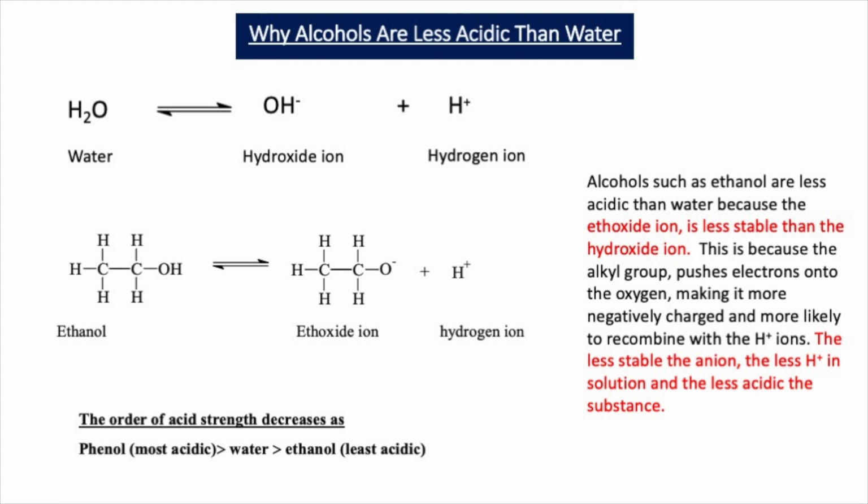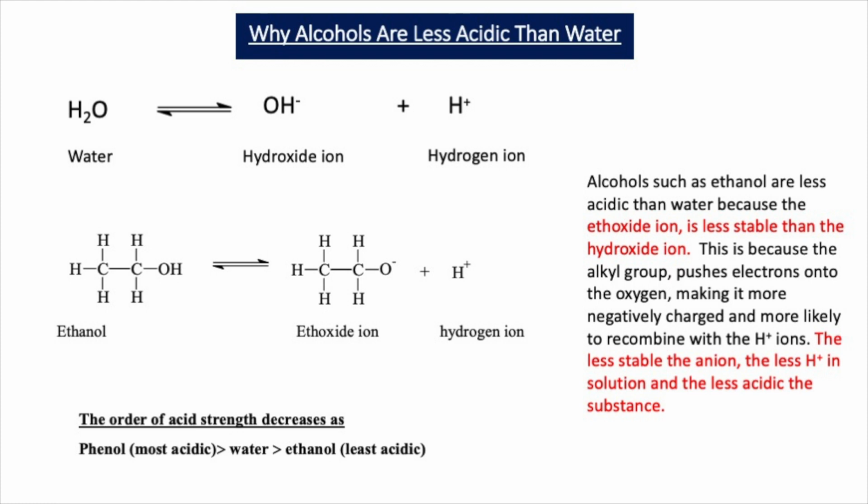Now alcohols are less acidic than water. And I've drawn the equilibrium here of water splitting up into hydroxide ion and hydrogen ions, and I've drawn ethanol splitting up into ethoxide ions and hydrogen ions. And the reason that ethanol is less acidic than water is once again to do with the anions. An ethoxide ion is less stable than a hydroxide ion.